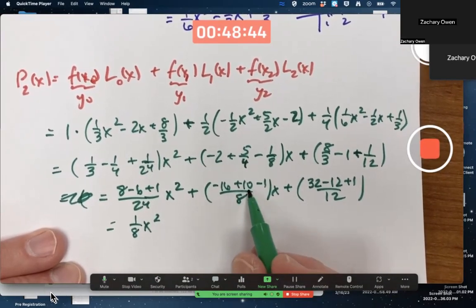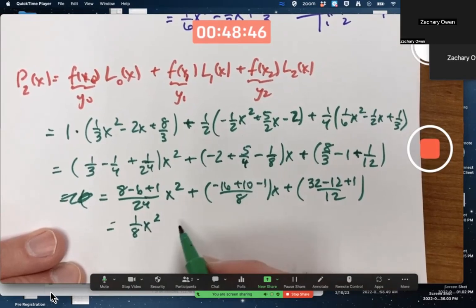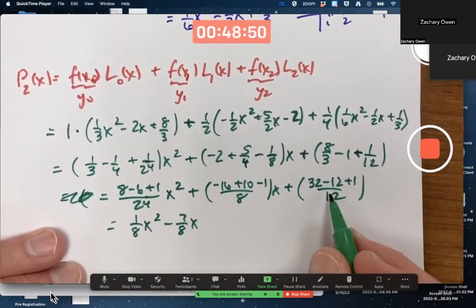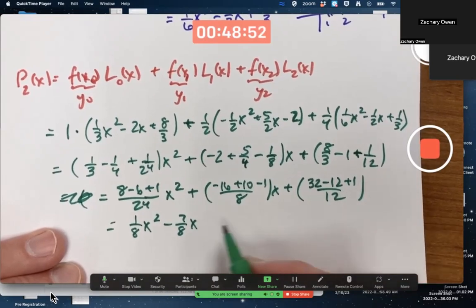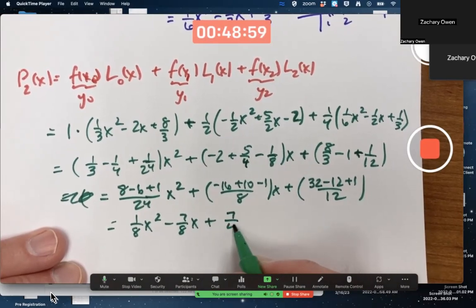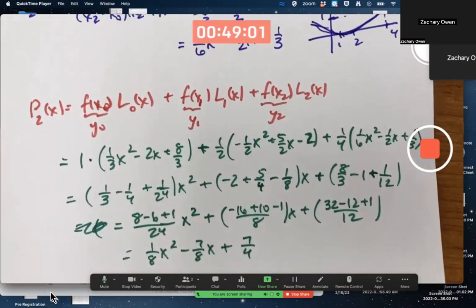Here we get negative 16 plus 10 is negative 6. Minus 1 is negative 7. Yep, minus 7 over 8 x. 32 minus 12 is 20. Plus 1 is 21. 21 and 12 are both divisible by 3. 7/4 is the constant term. Same answer as before.